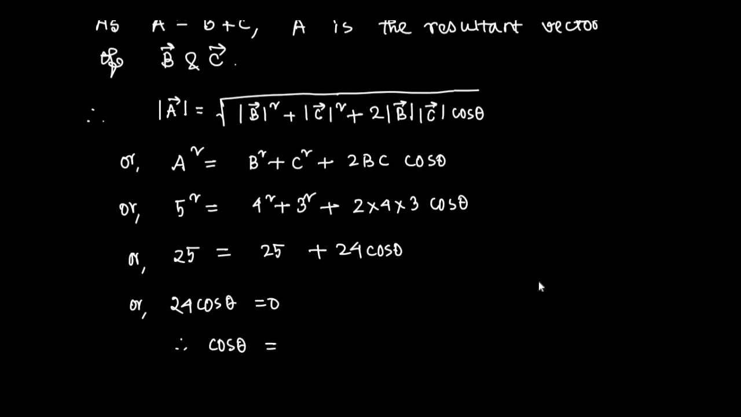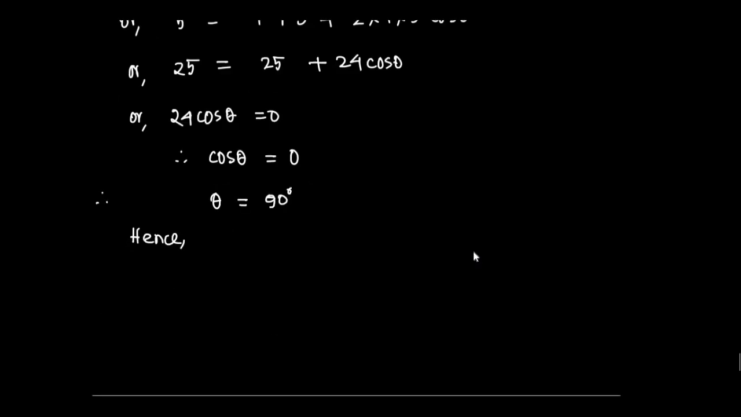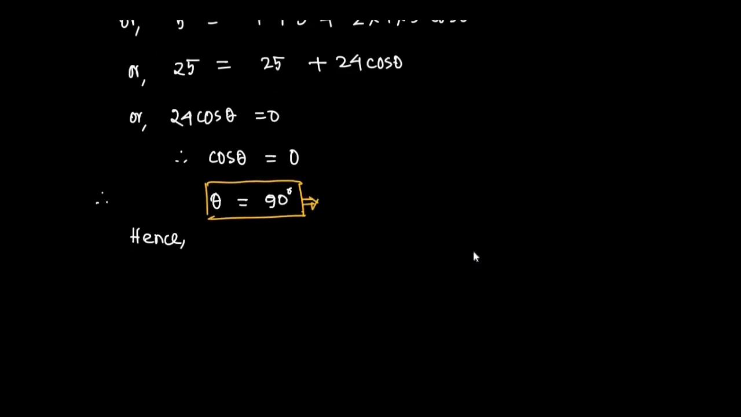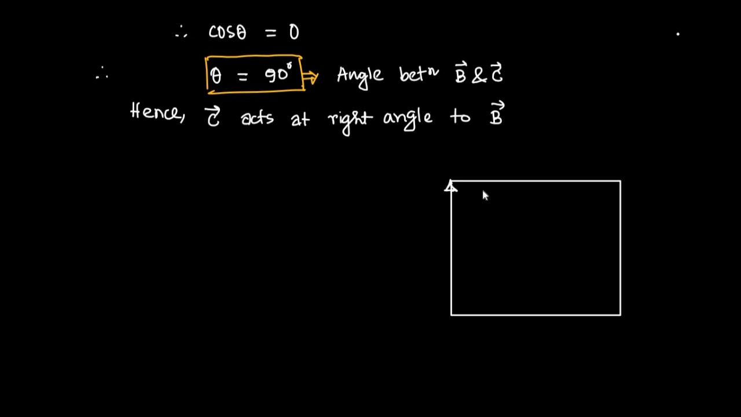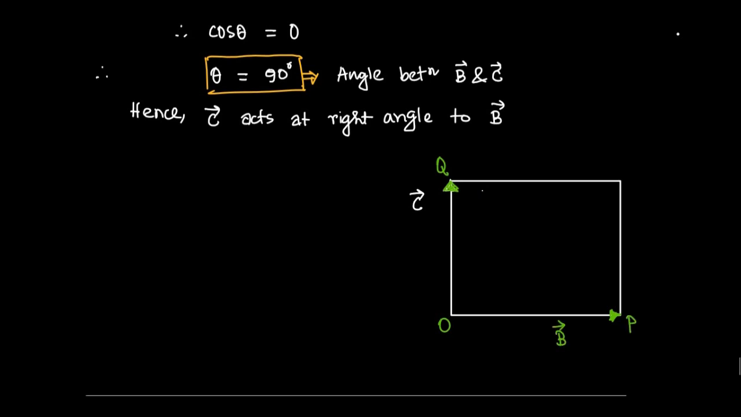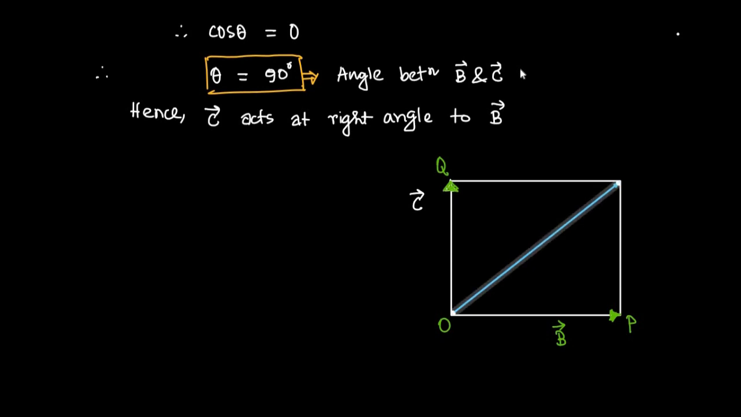Therefore, cos theta is equal to 0. Therefore, theta is equal to 90 degree. That is the angle between the two vectors, vector B and vector C. Hence, vector C acts at right angle to vector B. And here vector C is acting along this side OQ of this rectangle, and along the side OP of the rectangle, vector B is acting along this diagonal. The resultant vector, vector A, will be acting along this diagonal.